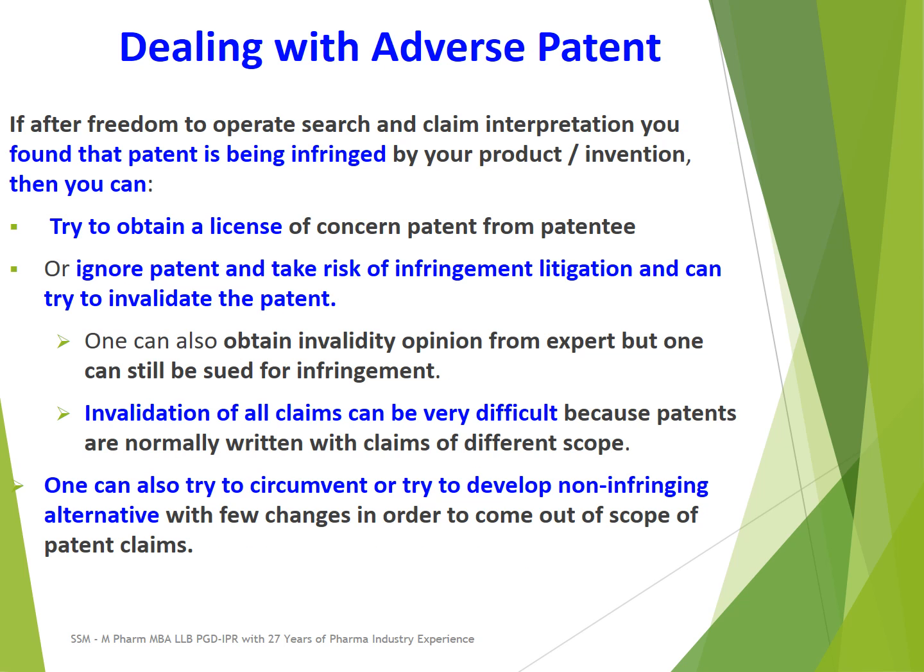The last step is dealing with the adverse patent. If after the freedom to operate search, which is the first step, and then after claim interpretation, which is the second step, you found out that the patent is being infringed by your product or invention, then you have different options to deal with that patent. First option is you may try to obtain a license of the concerned patent from the patentee. So you purchase a license.